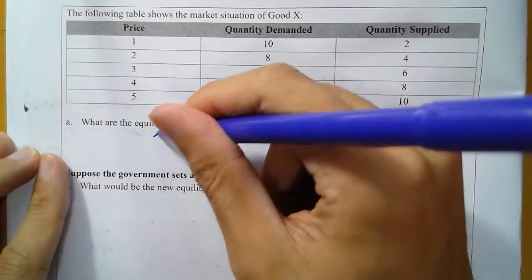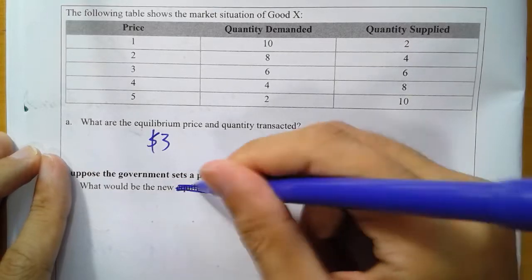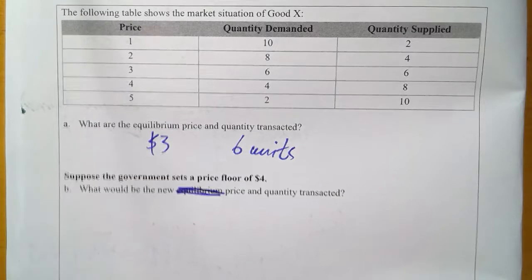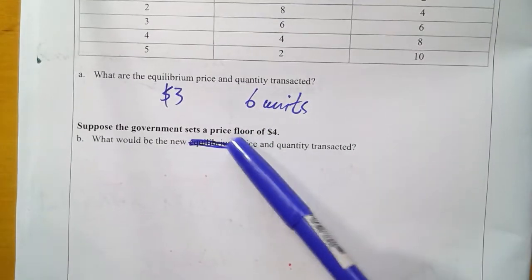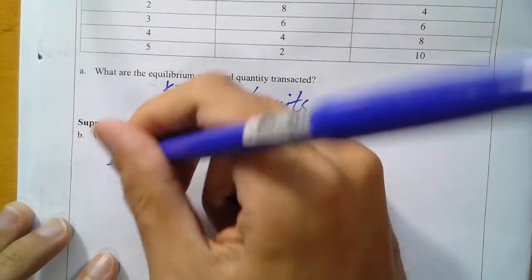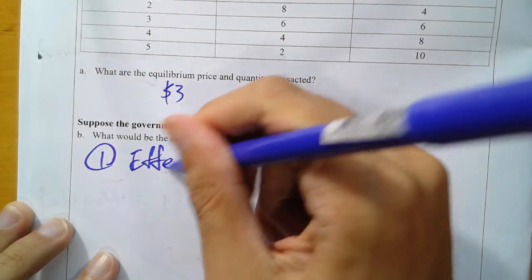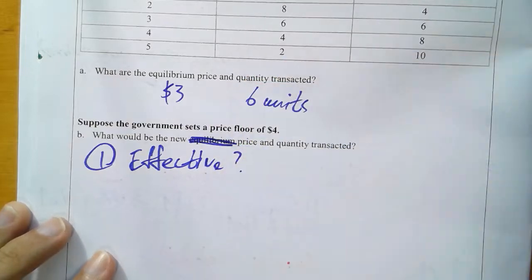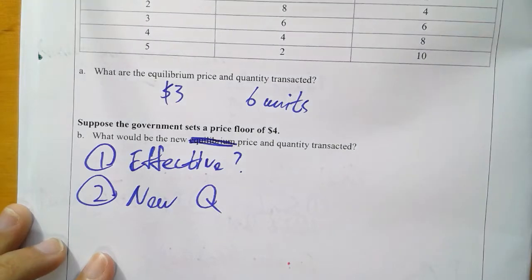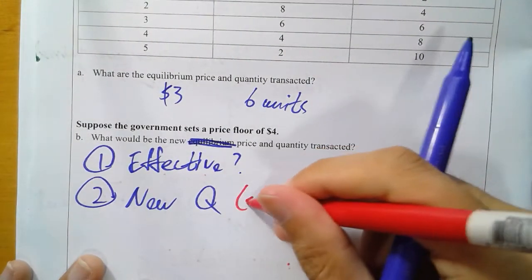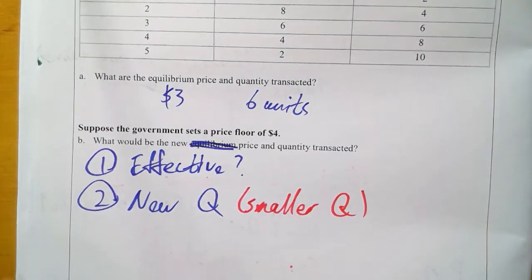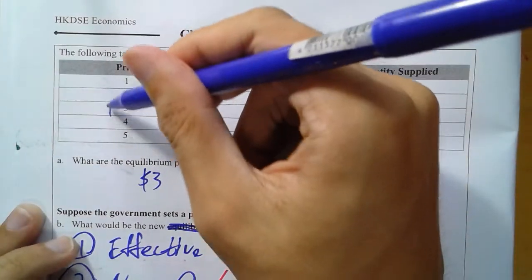Now, we also need to deal with the table form. 我哋要睇下究竟如果 table 嘅時候又係點樣去做嘅咧？嗱，this one I'm not going to waste your time. Remember, this will be 3, this will be 6 units. Also, the new situation, no equilibrium. Suppose the government sets the price floor at $4. Remember step 1, we check effective or not. Then step 2, we find the new Q, the smaller one. Let's mark down the original 3, 6, 6.